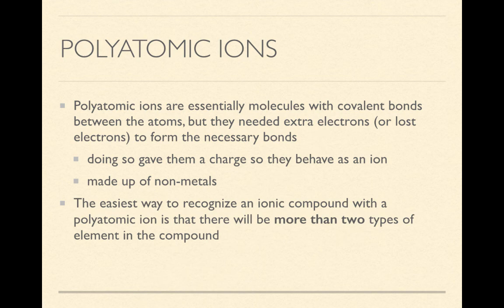Now the easiest way to recognize an ionic compound that has a polyatomic ion in there is to see that we've got more than 2 types of element in the compound, and one of those is going to be a metal. We're still going to have a metal, non-metal concept here in general. However, we do have some exceptions, with none of those being a metal, where we can actually have all nonmetals and still have an ionic compound, and we'll take a look at that in class as well.